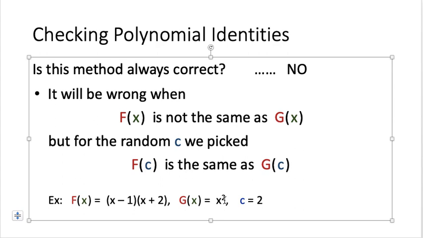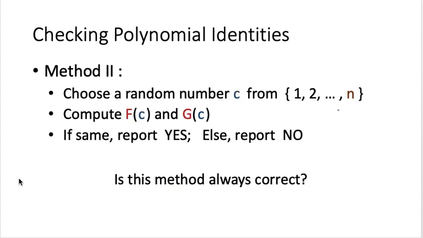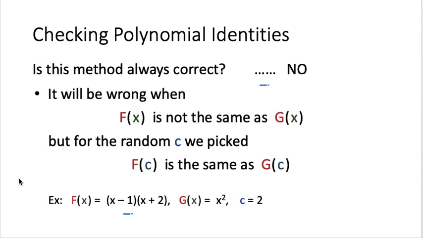This means that if we apply the randomized algorithm for this input f and this input g, then there is a chance, at least the chance that when we select the random number c to be equal to 2, that we are making a mistake. So how likely is this mistake? This is actually what we want to ask next. Is this method always correct? No. But how likely is a mistake?